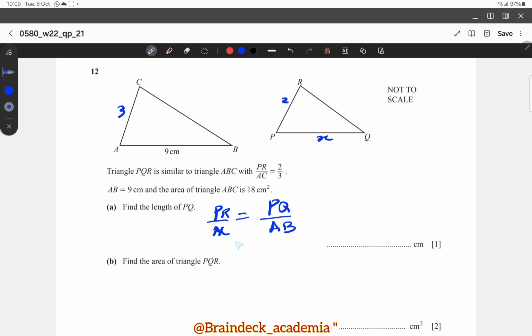Yeah, so PR is 2 over 3, PQ is X, right? Then AB is what? 9. Cross multiply, that will be X equal to 18 divided by 3, and my answer is what? 6. That is 6. That's simple.